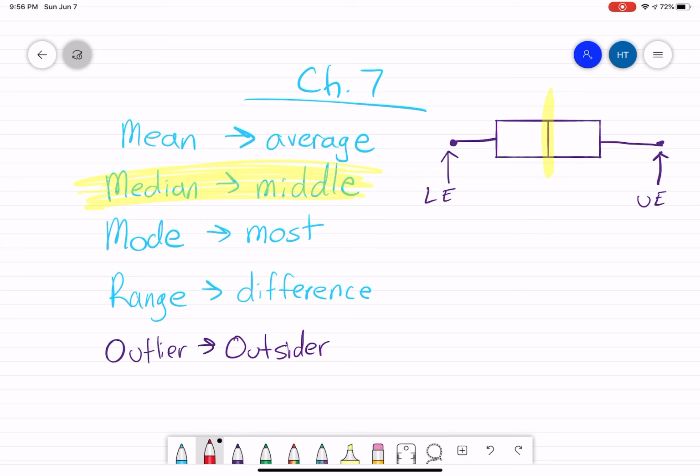Then we have our first quartile or our lower quartile. It's in the middle between the lower extreme and the median. And then we also have our third quartile or our upper quartile.